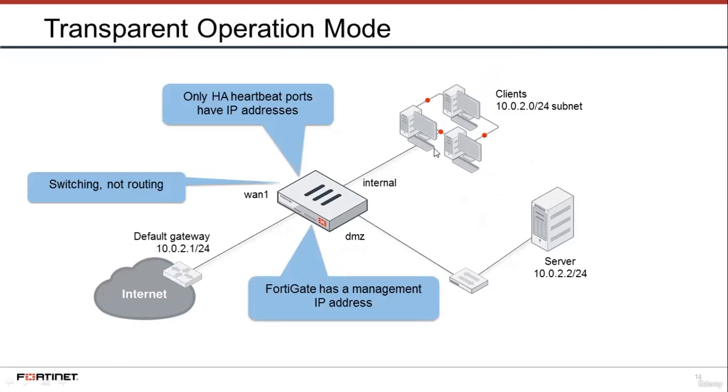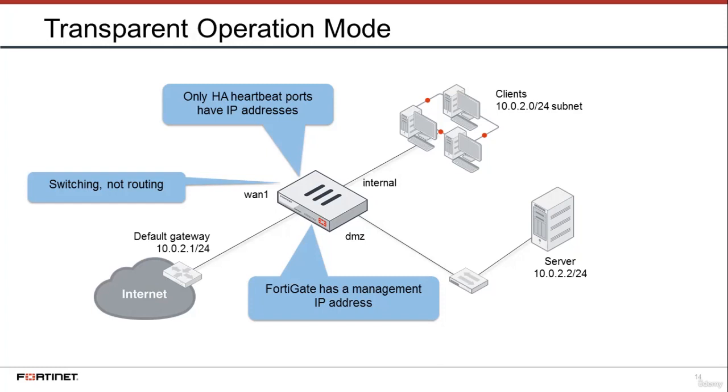This slide shows an example of transparent operation mode. Firewall policies can then allow or block traffic, but there are differences. Notice that the physical interfaces on FortiGate have no IP addresses. Therefore, FortiGate won't respond to ARP requests. However, there are some exceptions.